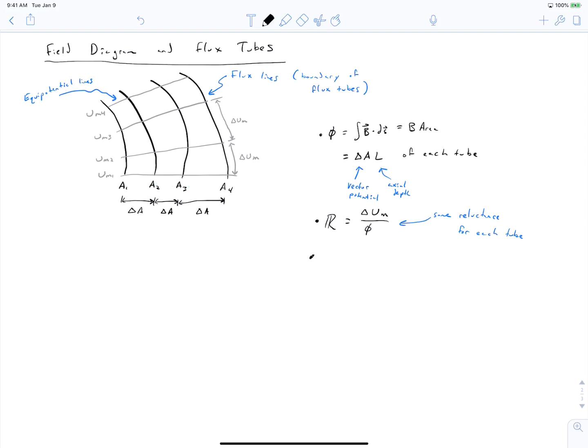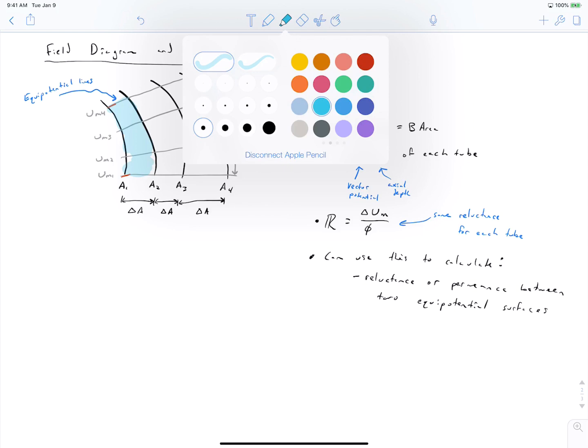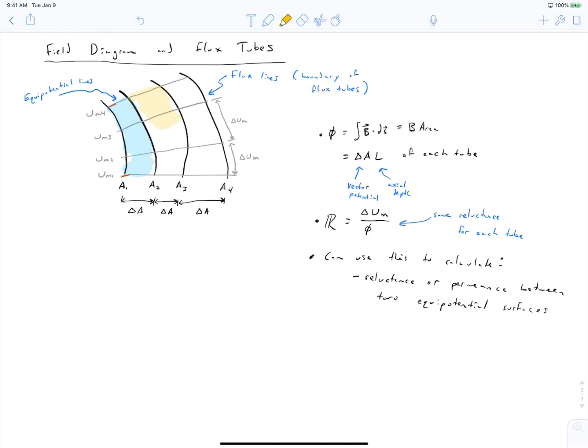And so we can use this to calculate several quantities of interest. We can find the total reluctance or permeance between two equipotential surfaces. To see what I mean by that, consider that we want to find the permeance or the reluctance between this surface here and this surface down here. This entire region here is one flux tube. And then of course we have a second flux tube over here and a third flux tube to the right of that. And each of those flux tubes has a certain reluctance. So these really look like reluctances that are appearing in parallel.